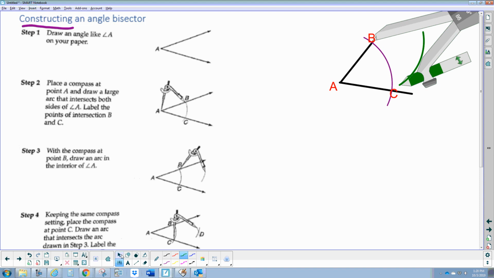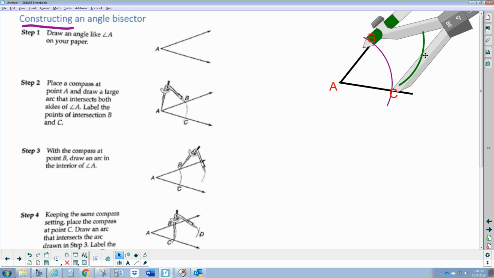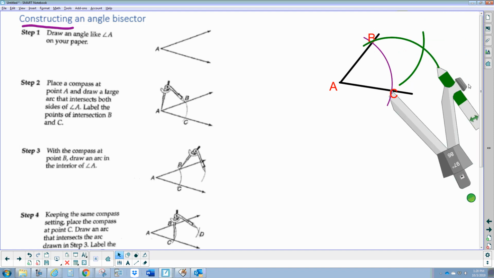and then I'm going to do the same thing from C, because every point on an angle bisector is equidistant from the sides of the angle. Okay, so I'm going to keep my compass setting exactly the same. And I'm going to label that point D. And then I'm going to draw a segment or a ray that comes from vertex A through D.